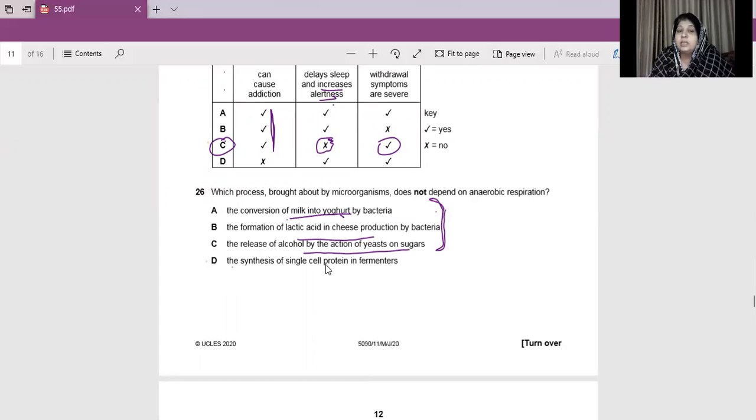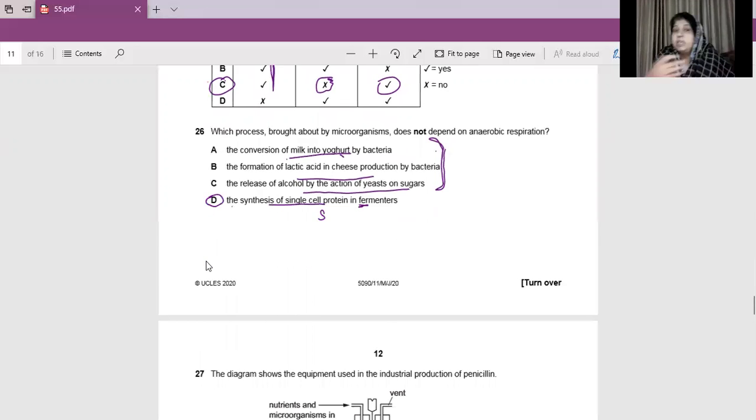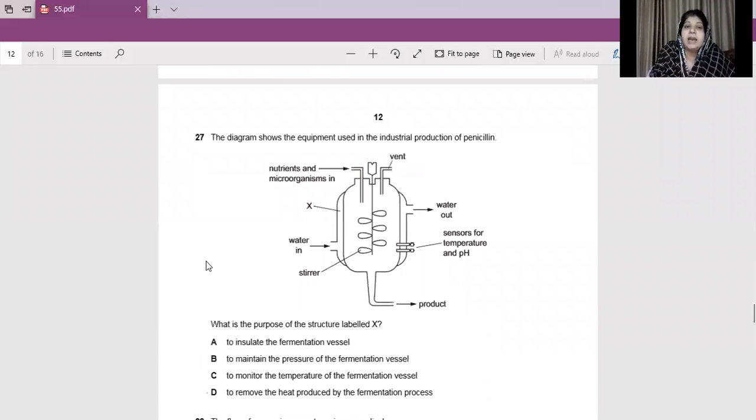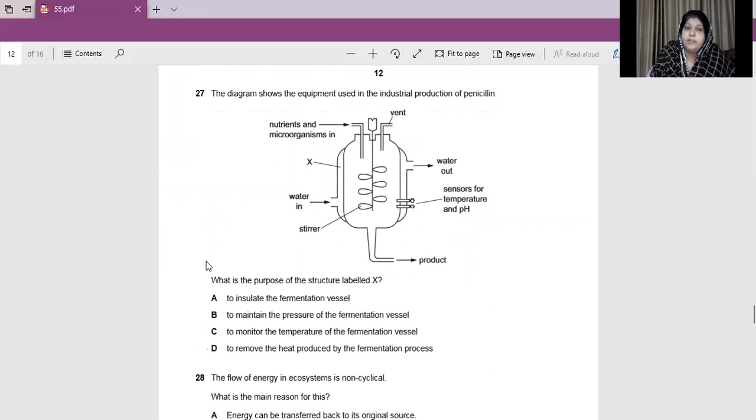Only the single cell protein, meaning mycoproteins in the fermenter, don't need anaerobic respiration. They don't depend on this. These fungi are just growing. Now, the diagram shows the equipment used in the industrial production of penicillin.